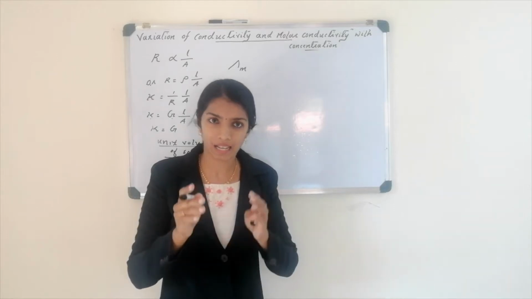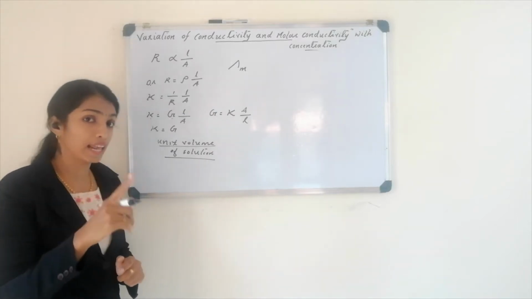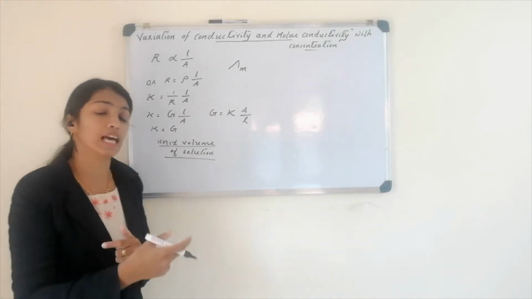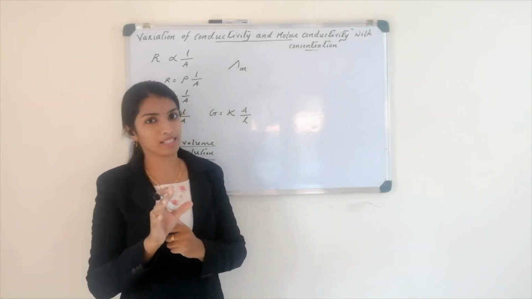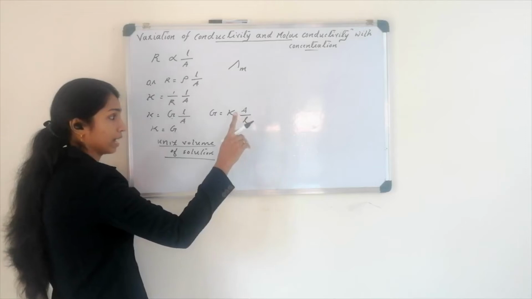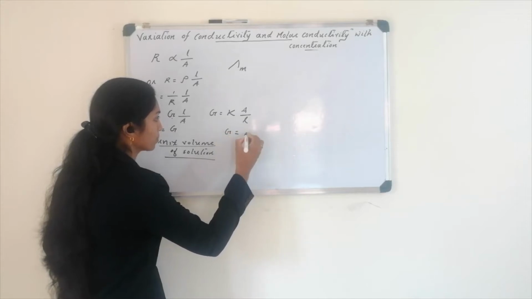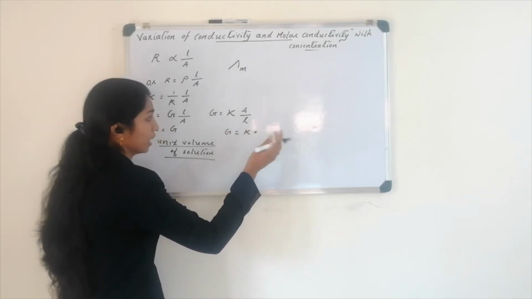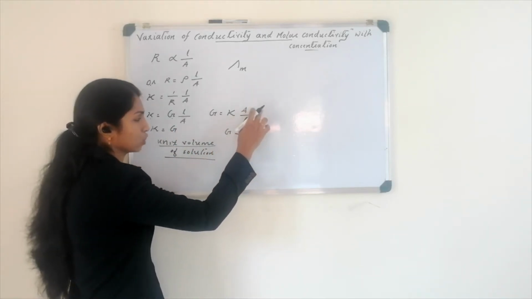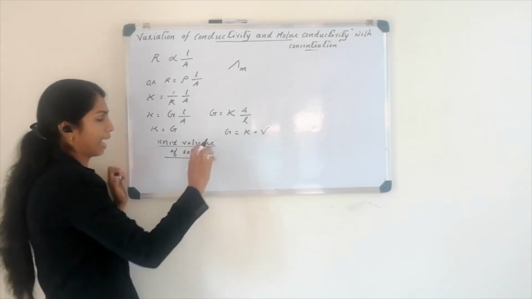Here, the length of the conductivity cell is taken as unity, and the area of cross section is in such a way that the conductivity cell contains 1 mole of the electrolyte. That means A is not equal to 1, and G is equal to kappa into A by L. If we multiply the term L in numerator and denominator, we will get A into L divided by L into L. So A into L will be volume V and L into L will be 1.